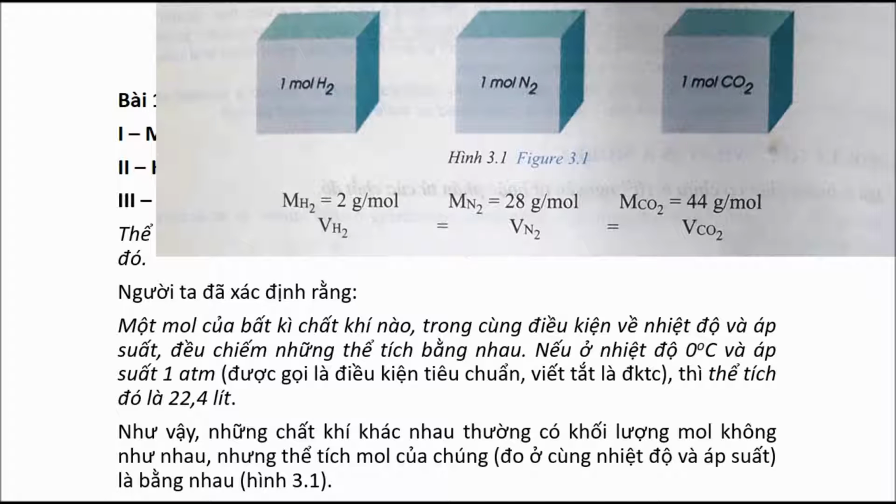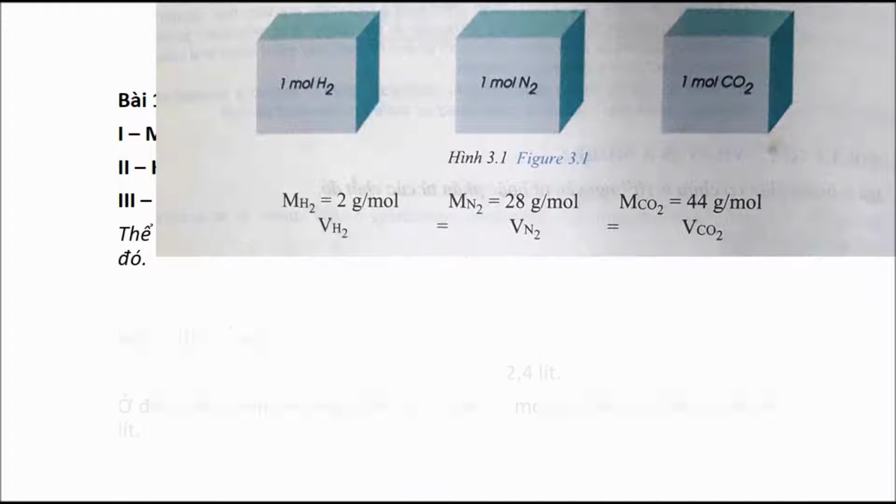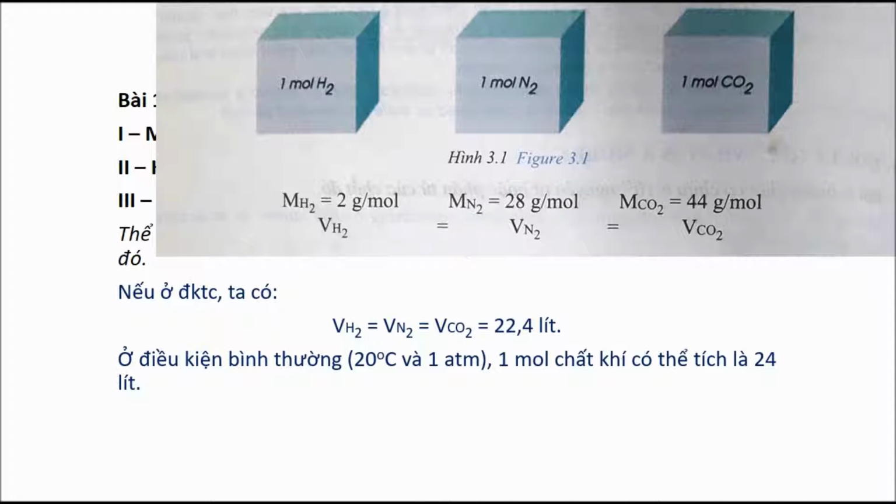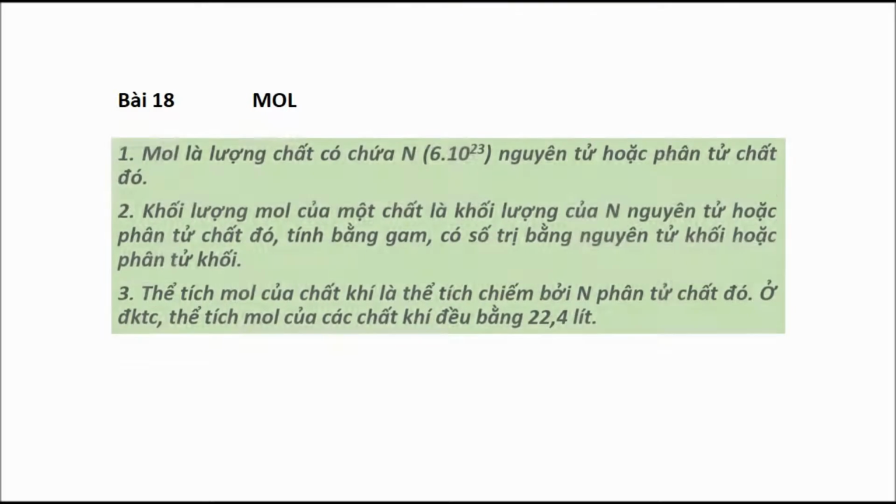So, different gases have different values of molar mass at the same temperature and pressure, but their molar volumes are the same. Figure 3.1. At STP, we have V1 equals V2 equals V3 equals 22.4 liters. At ordinary conditions, 20 degrees Celsius and 1 atmosphere, 1 mole of a gas occupies a volume of 24 liters.